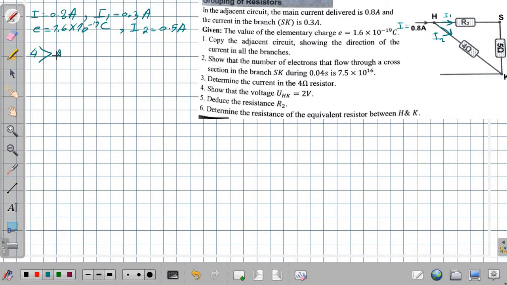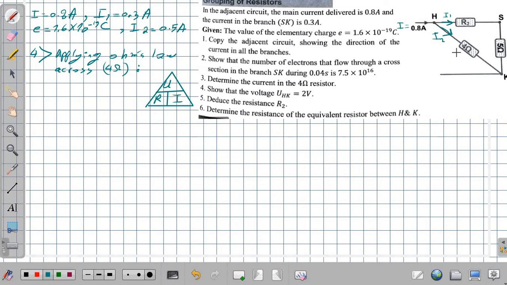فأنا بقول له applying Ohm's law across ال 4 ohm resistor. Let's construct the relation of Ohm's law or the triangle of Ohm's law. U R I.